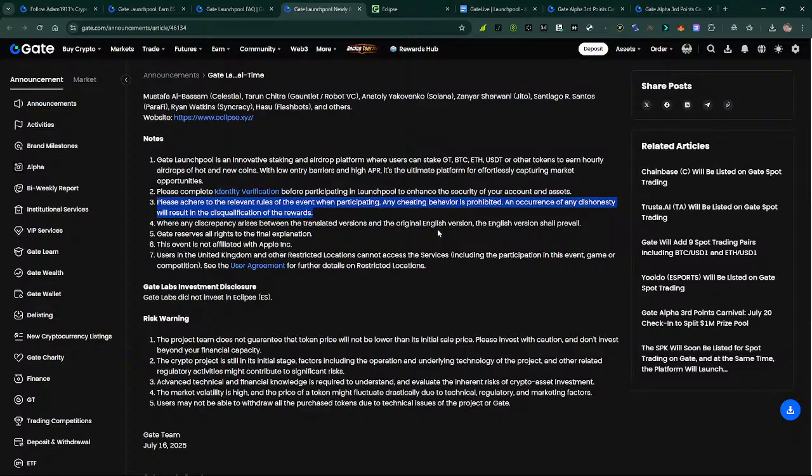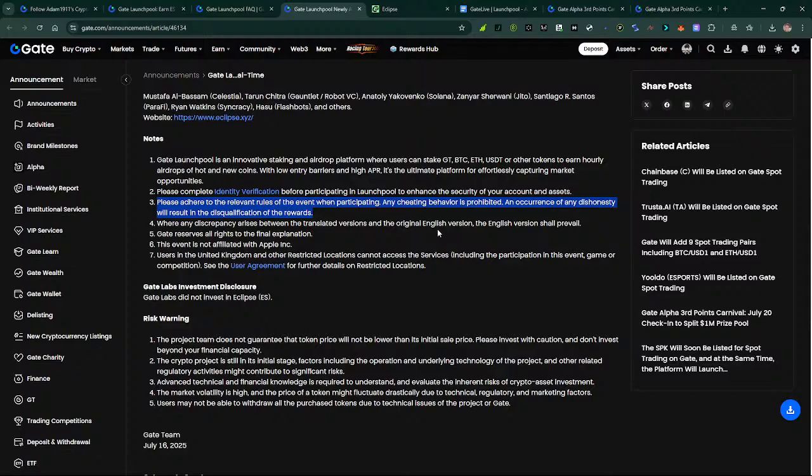The event is not affiliated with Apple Inc., and users in the United Kingdom and other restricted locations cannot access the services, including participation in this event, game, or competition. See the user agreement for further details on restricted locations. So if you find out that you can't access any services, the most probable reason could be that you are from a restricted location. So try to talk to any kind of customer service nearby and talk about it.